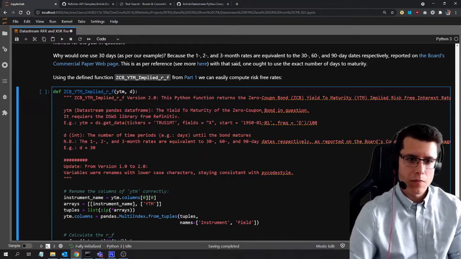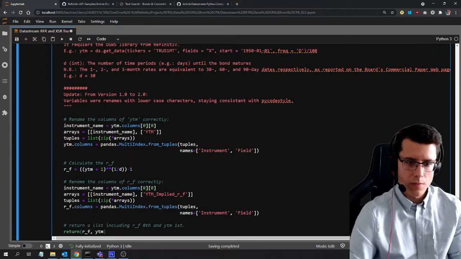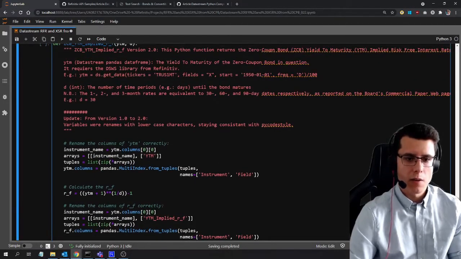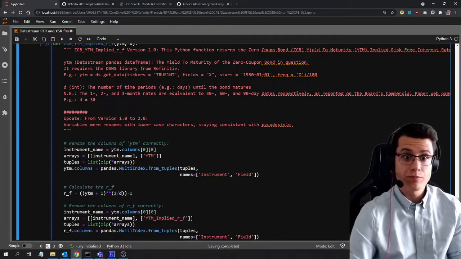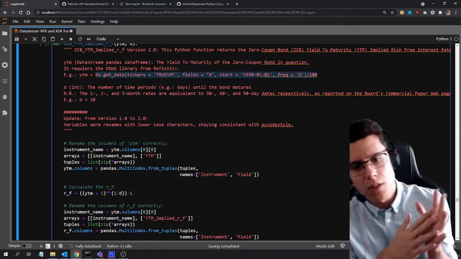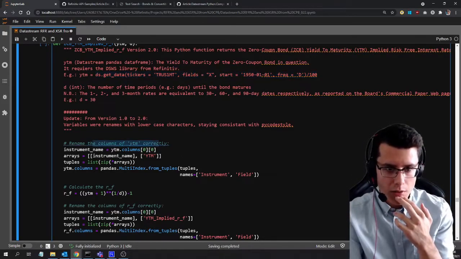However, oh no, I thought this was going to take the risk-free rates from Datastream, but it doesn't. It's just telling you this is one of the ways to do it. Now, what's interesting is that it's going to take, if you look at the code, it's saying, oh, it's renaming the columns. There you go, correctly.